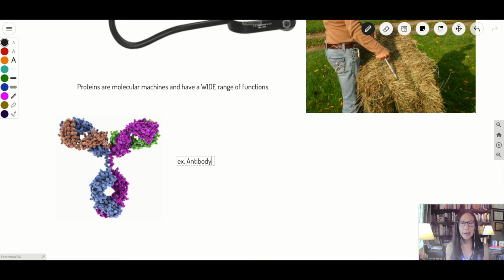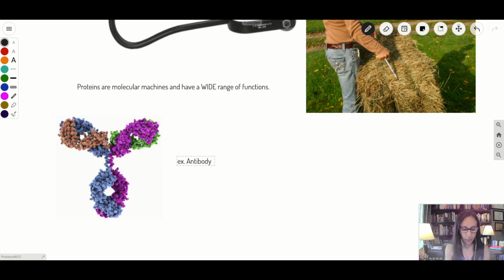Okay, and so an antibody is a protein that is in charge of finding and labeling pathogens in your body. So antibodies are part of your immune system, and they circulate through your lymphatic system and your circulatory system. And what they do is they locate things that should not be in there, and they bind to them, and they label them for destruction.